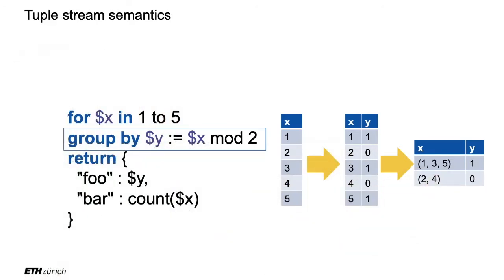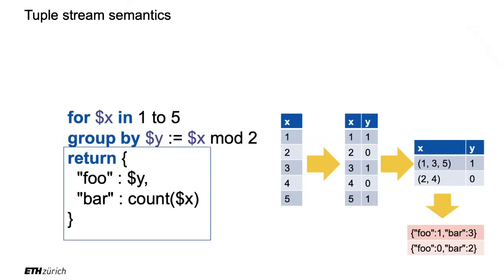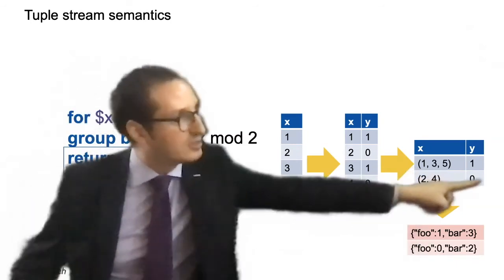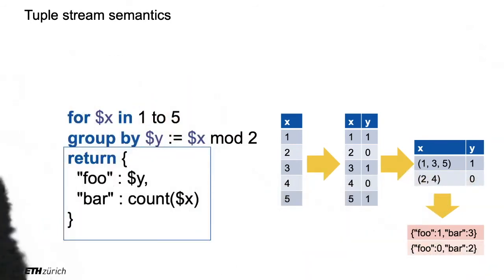So you see that group by changes the $X by putting it into sequences that belong to the same group. And then the return is like this. So foo 1 and bar is 3 because we picked the count. So the count here is 3. And then here 0 and the count is 2. For whom is that clear?